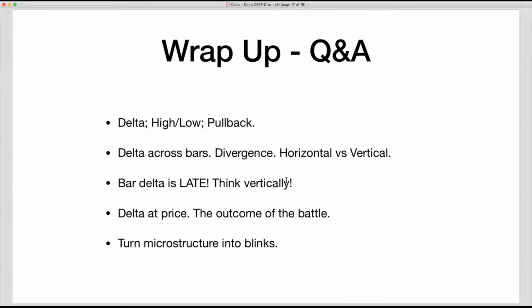Remember the phrase, delta divergence is horizontal exhaustion. We have got to think vertically in terms of what we do. Delta at price is extremely powerful. It tells us the outcome of the battle at every price level. So if we can read the outcome of the battle at every price level, we can now determine what our actions are, whether we are swing trading and we're looking to be aligned with the more powerful passive traders, or if we're scalping, where we want to join the aggressors who are taking control and pushing the market in one direction.